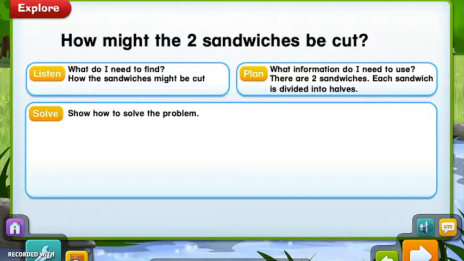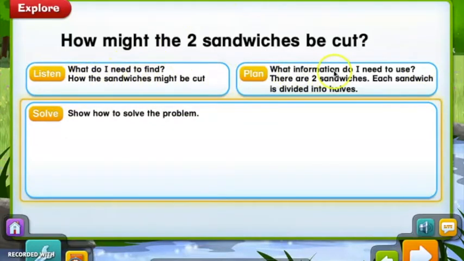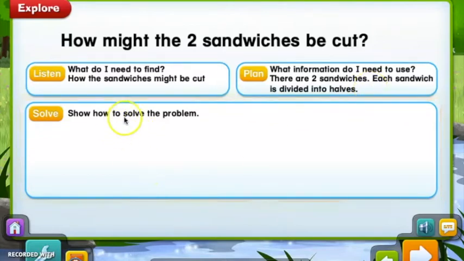Now we're ready to solve the problem. Again, we're finding out how the sandwiches might be cut, and the information that we can use to help us is that there are 2 sandwiches and each sandwich is divided into halves. That's the very important part right there, that it's divided into halves. Not thirds, not fourths, but halves, which means 2 equal pieces. So let's see how they show us to solve the problem.